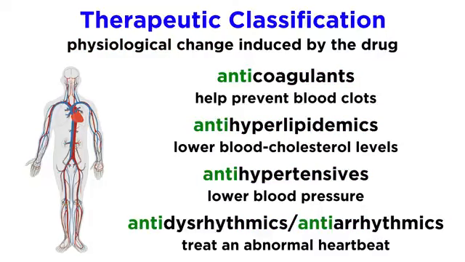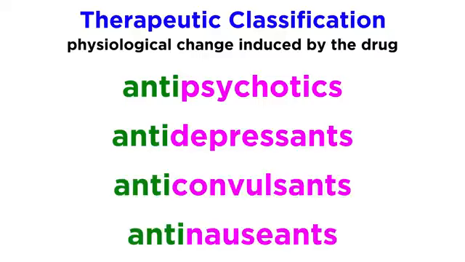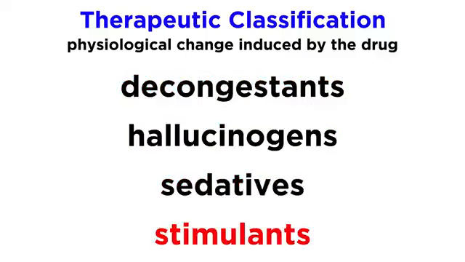A large percentage of these categories begin with the prefix anti, because anti means against, and these categories describe the condition that the drug is working against. There are antipsychotics, antidepressants, anticonvulsants, antinauseants, and so forth. Some of their functions are immediately apparent from the name, while others require a little more background information. Of course, there are other classes that don't begin with this prefix: decongestants, hallucinogens, sedatives, stimulants. It's a long list, and many or most of these will be addressed at some point in this series.